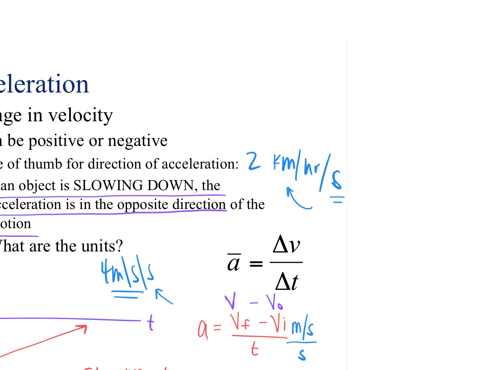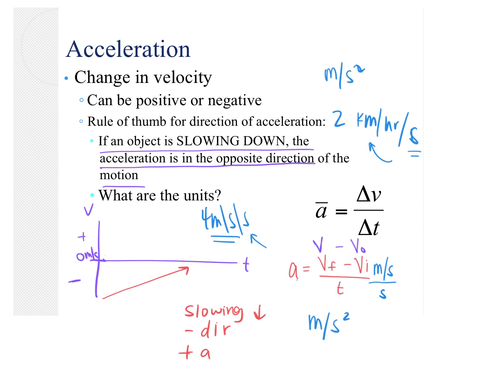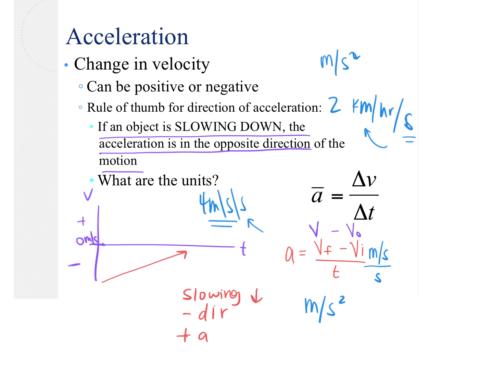The most common unit is definitely meters per second squared, right? That's what we use for gravity, and so that'll be our most common unit. And that's the goal really when we're converting things, to get to that unit. Okay, questions there?